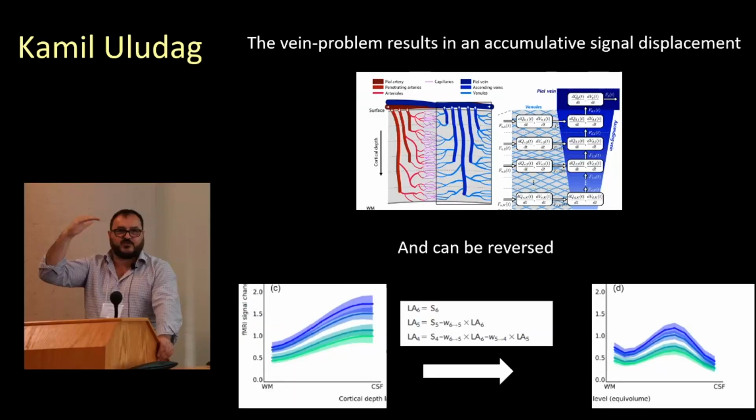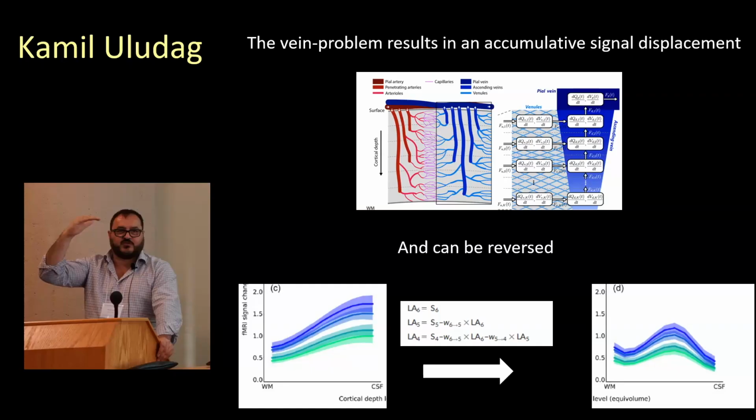And then Camille talked to us a lot about how to model these laminar fMRI signals. He talked to us about this draining vein problem, again, that this deoxygenated blood gets drained upwards towards the surface and results in this accumulative signal displacement. I think he showed some maybe counterintuitive examples about how the underlying blood flow signal may exhibit peaks in activation, whereas the BOLD signal is not just blurred, but we see some displacements in those peaks. I thought that was pretty insightful.